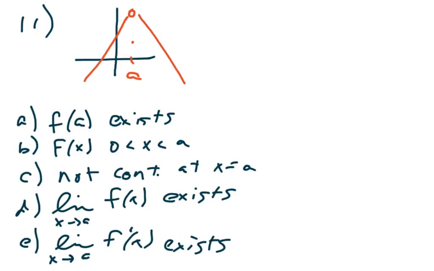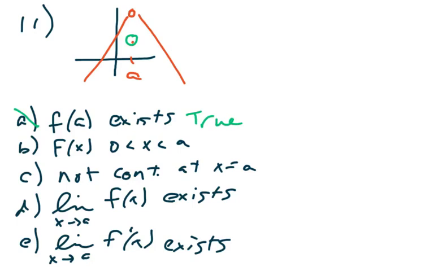Next question is number 11. Number 11 is a little bit different, maybe a little more difficult, but based on process of elimination, we should be able to get the correct answer here. Again, it's asking which of the following statements is false. Well, let's go through our options. A says f of A exists. That just means, is there a point plotted at A? Well, there is a point plotted at A, so that is a true statement, not our answer.